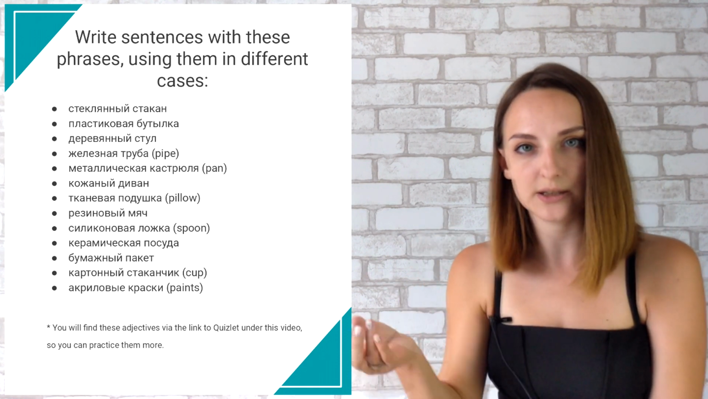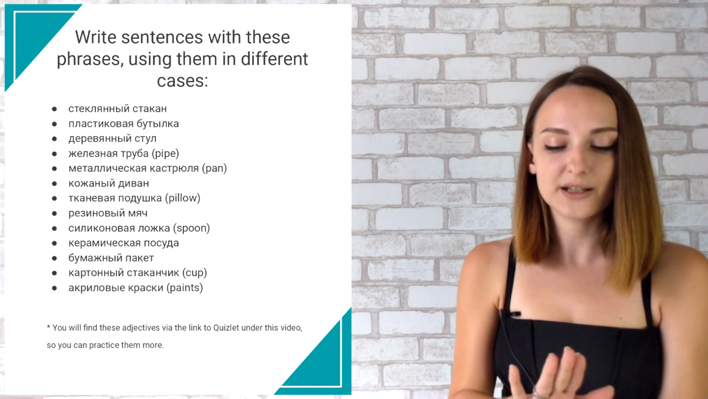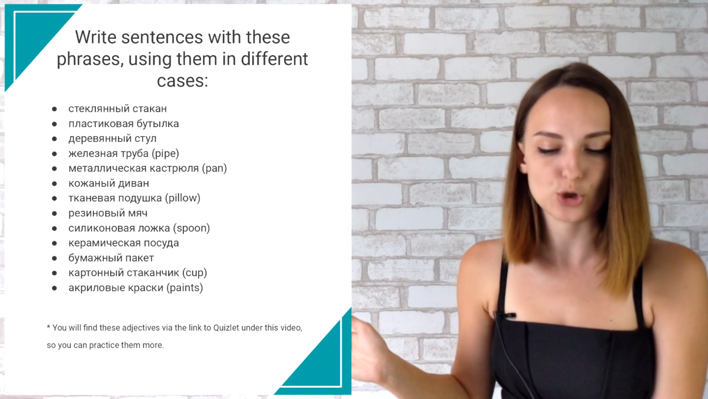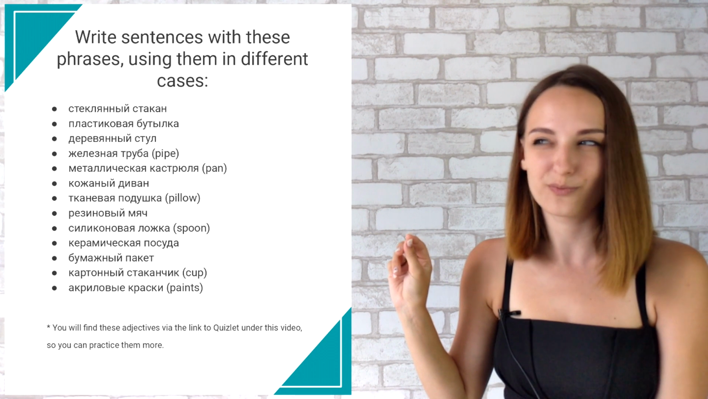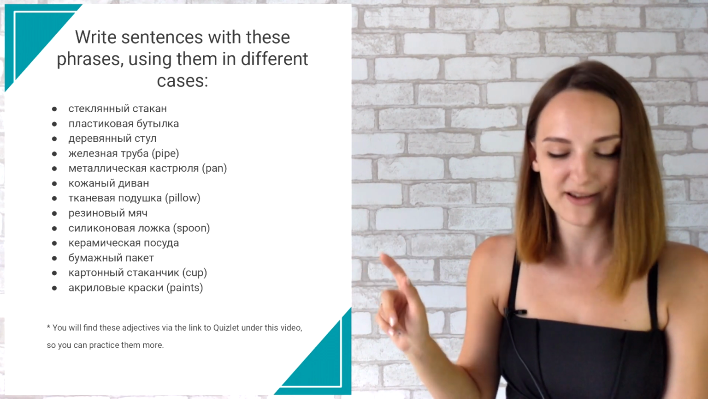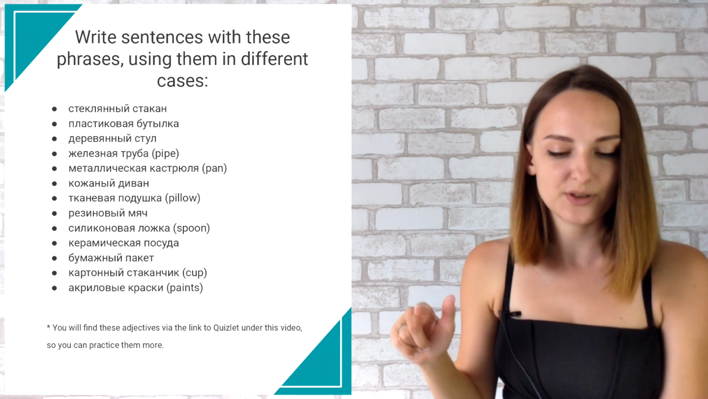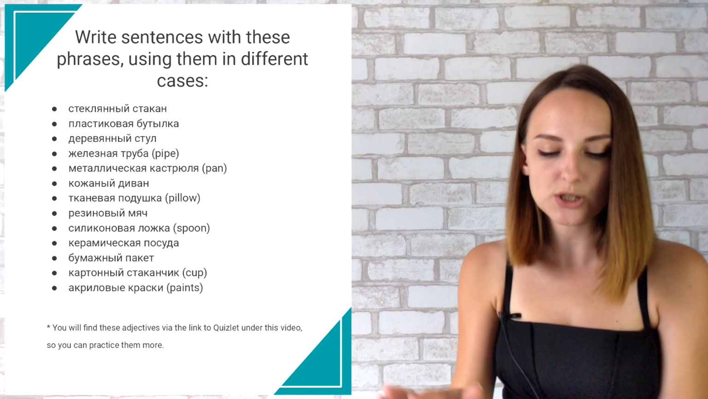Пластиковый, деревянный, стеклянный, металлический, and so on. Here we have collocations. Стеклянный стакан, пластиковая бутылка, деревянный стул, железная труба, pipe. All the words that are probably new for you, I have translated. Металлическая кастрюля, резиновый мяч, резиновый is rubber, да, силиконовая ложка, and so on.